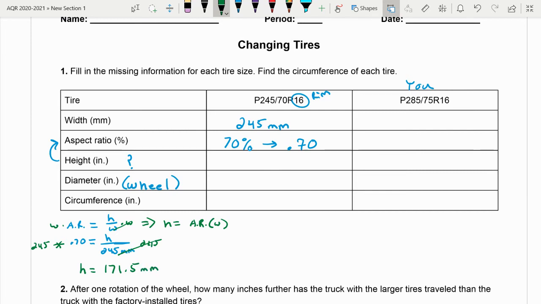So the problem is that our diameter is in inches. So we either need to convert inches into millimeters or the millimeters into inches. But since the chart is asking for inches for the height, we're going to go ahead and take this millimeter value and convert it into inches. Furthermore, I'm going to round this to about 172 millimeters, just to make it a little more round, I guess.